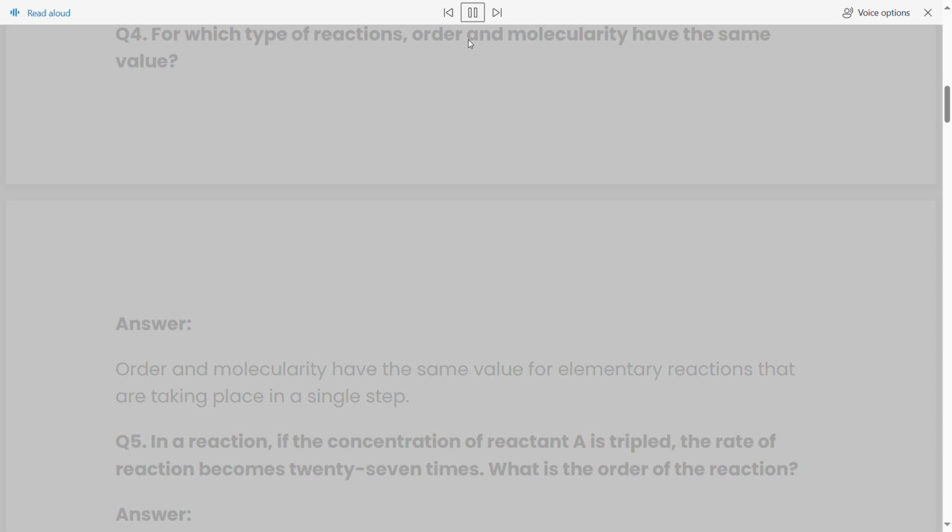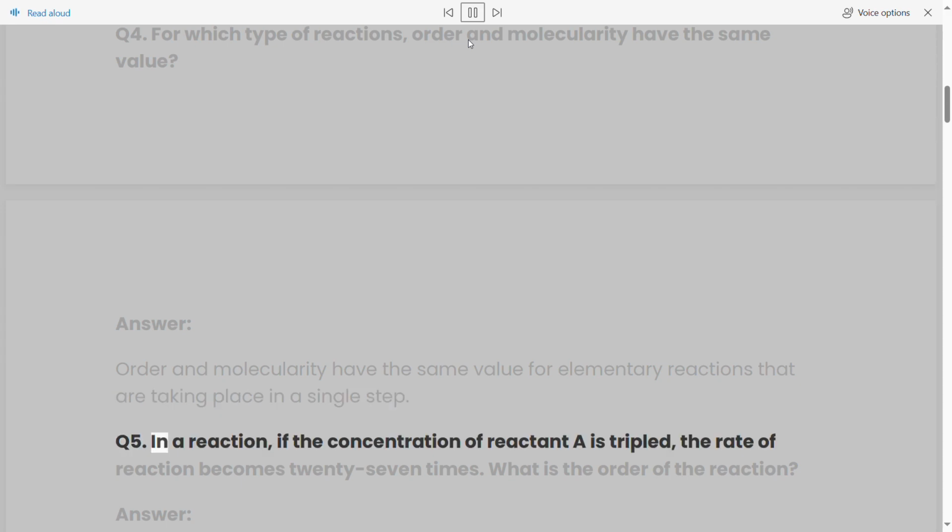Q4. For which type of reactions do order and molecularity have the same value? Answer. Order and molecularity have the same value for elementary reactions that take place in a single step.